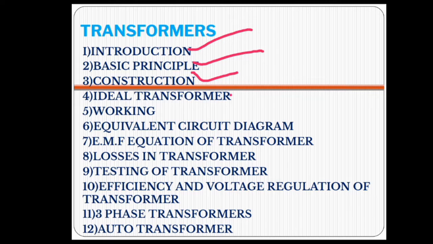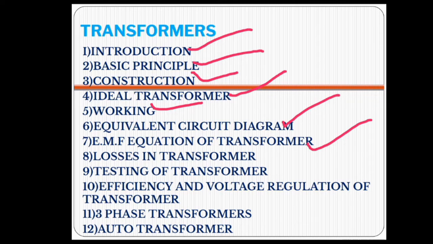Next thing is the ideal transformer. For a transformer to become ideal, it must possess some features. In this fourth content I will explain the features of the ideal transformer. Next is the working of a transformer, how the transformer works, which I will explain very clearly. The sixth one is the equivalent circuit diagram of the transformer, and the seventh one is the EMF equation of a transformer. I will derive the EMF equation of the transformer.